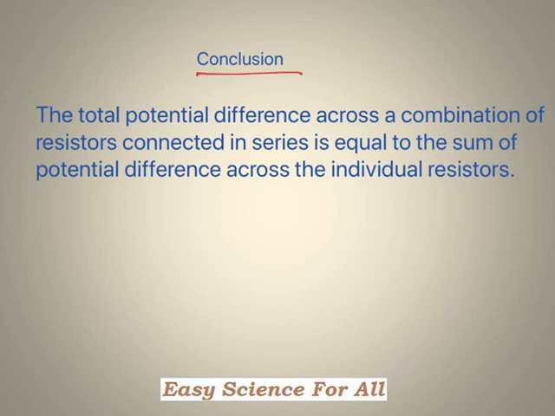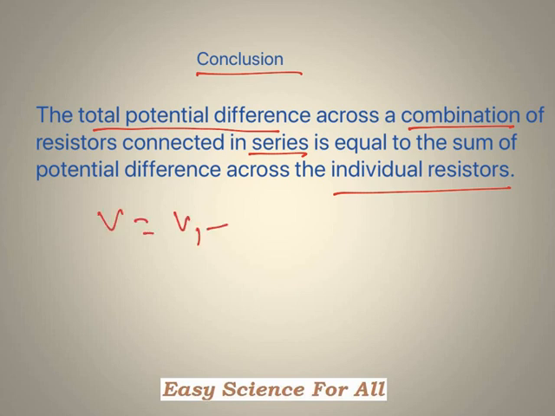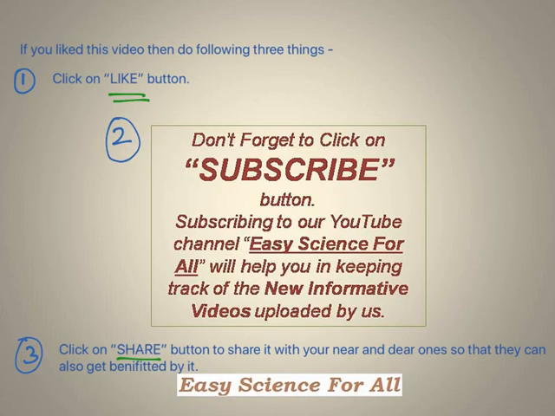So in the end of this lecture, we can conclude that the total potential difference across a combination of resistors connected in series is equal to the sum of potential difference across the individual resistors. That is, V is equal to V1 plus V2 plus V3 and so on.